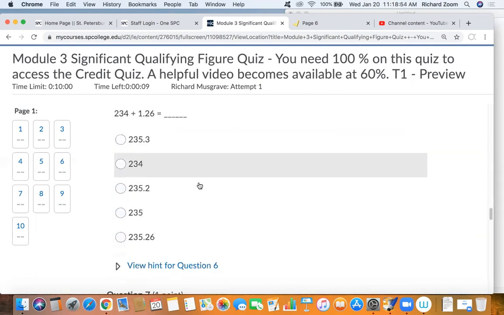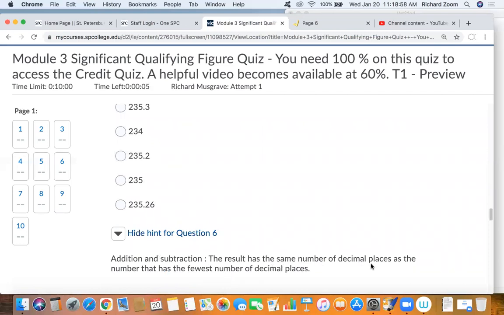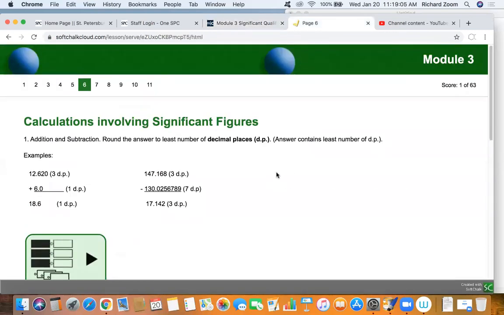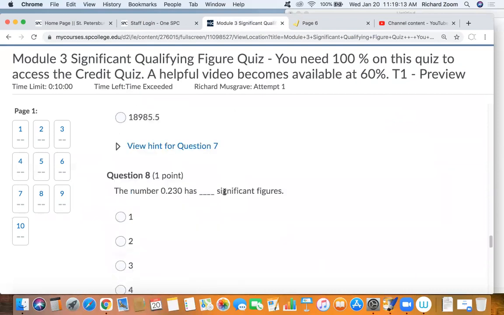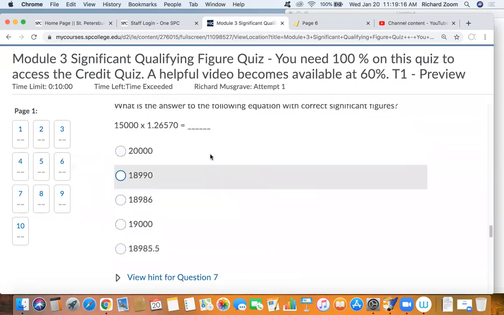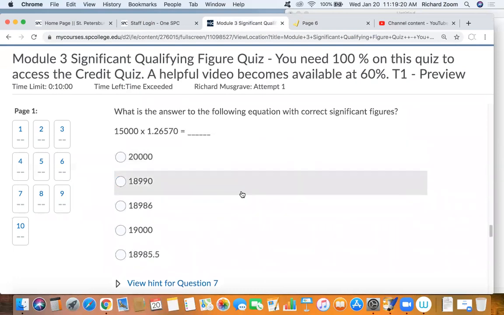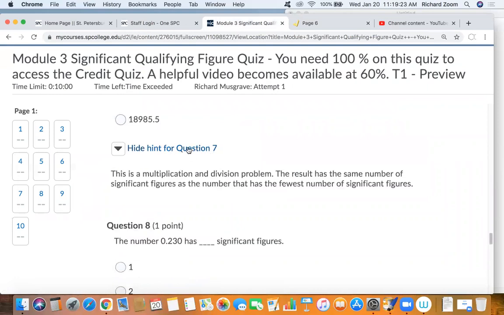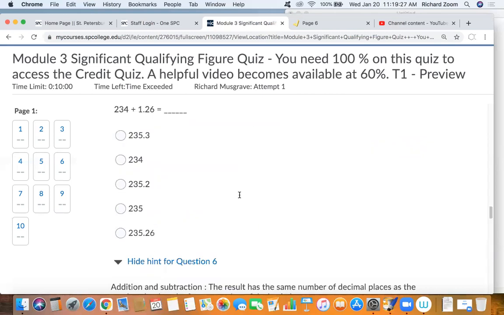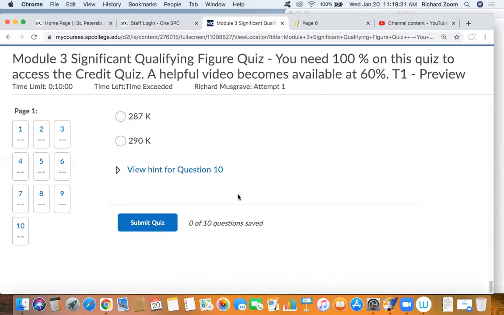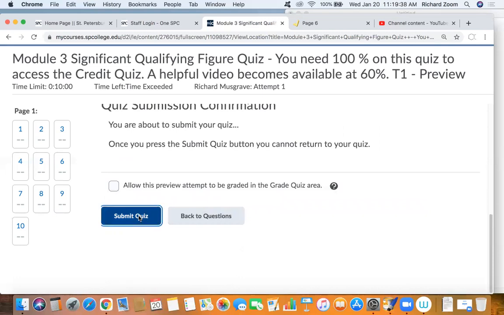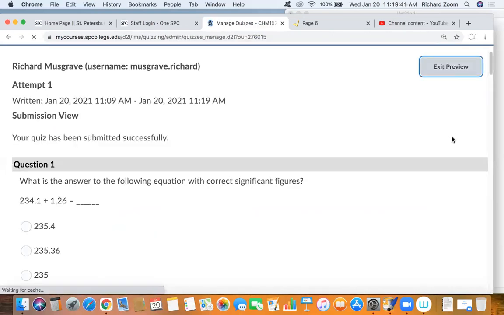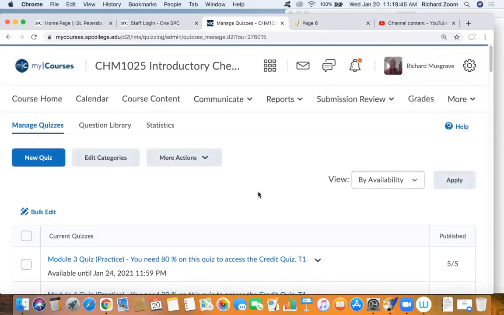This one here is again, you can see it as addition subtraction. The result has the same number of decimal places as a number that has the fewest decimal places. And again, you can find those rules at the top of page 6 here, addition subtraction. Same with the next one here. Again, figuring out number of significant figures. Make sure you look at the hints here to help you out. And I think that's pretty much all I wanted to show you here with this one. All right. Does anybody have any questions?